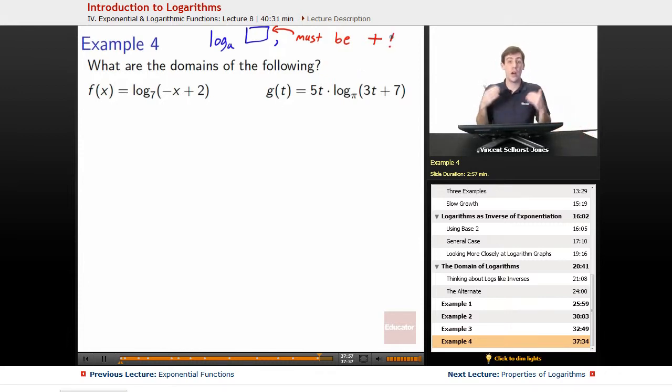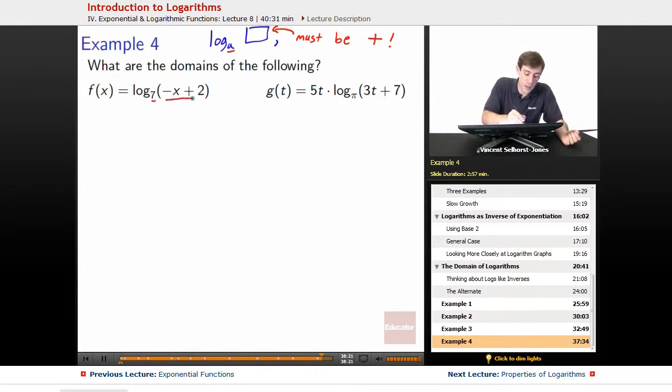Right? If we try to take the log of 0, doesn't work. If we try to take the log of a negative number, doesn't work. So you always have to take the log of positive numbers, whatever the base is. For any base, this is going to be the case. So it doesn't matter if it's base 7 or base 50 billion. It's going to be the case that whatever's inside of the logarithm, whatever the logarithm is operating upon, has to be greater than 0, has to be a positive number.